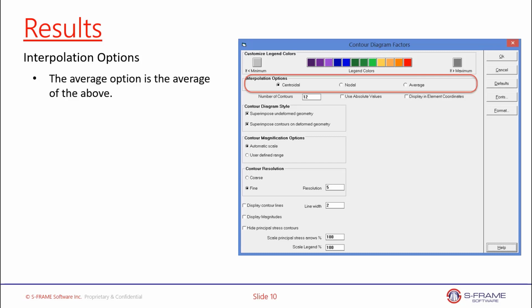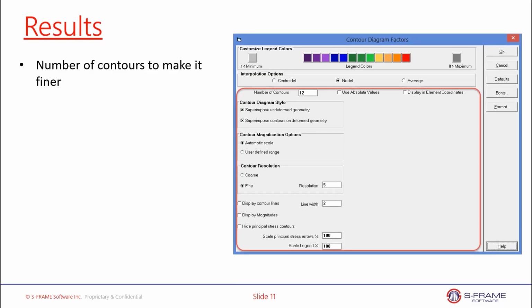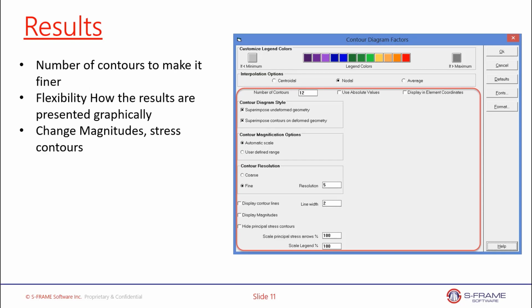And as you can probably guess by the name, the average interpolation option takes an average of the two methods that we just described, centroidal and nodal. And if you ever want more details on how these are come up with, you can always click on this help hyperlink here in the contour diagram factors dialog, and this will give you more details. And the defaults for number of contours, diagram styles, and so on are useful for most applications. And we'll stick with these standard settings in this example. If you look at things like number of contours, this can make the transition smoother between the different contour values. And the contour diagram style, really that's just a matter of preference. So you can change it to whatever you like. It's not going to change your results.